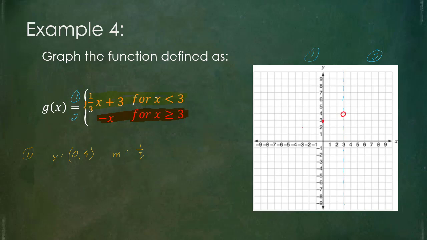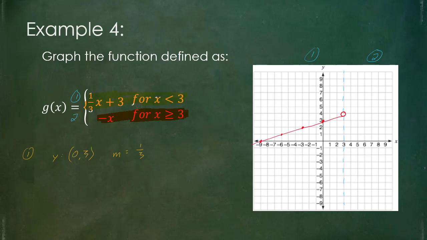As I go further left, I would just do the rise of 1 and the run of 3, but this time I'm going to the left, so it's going to be down 1 and then left 3. And I'll just keep doing that until I run out of grid. And now I could just connect them with a nice straight line because this was a linear equation.